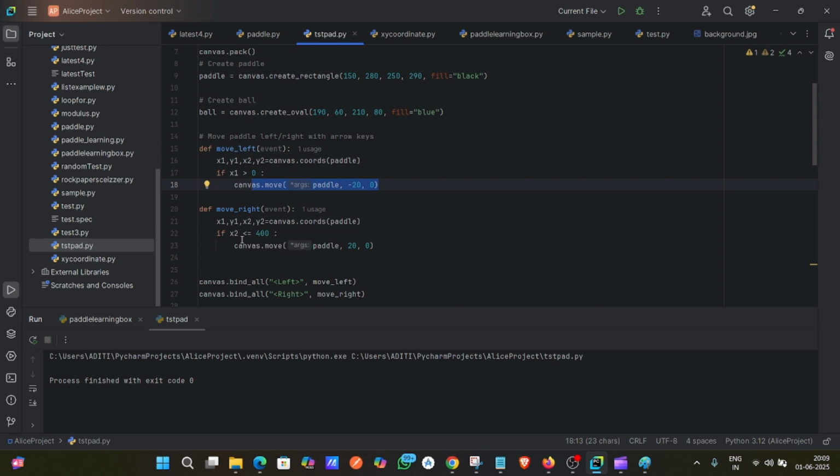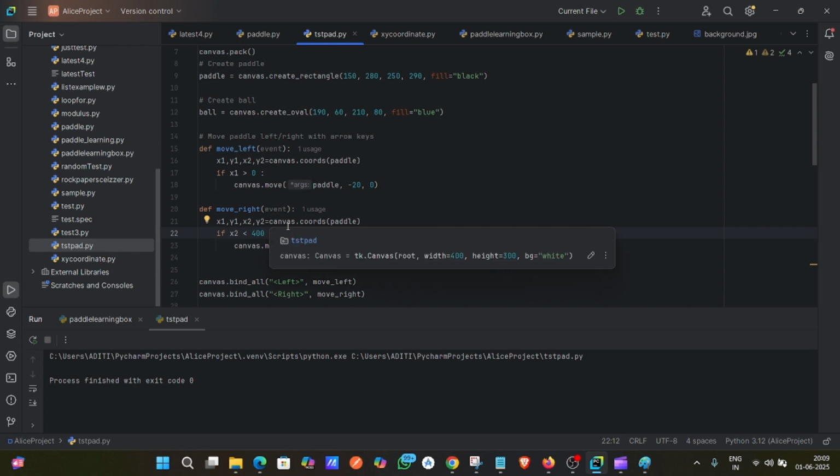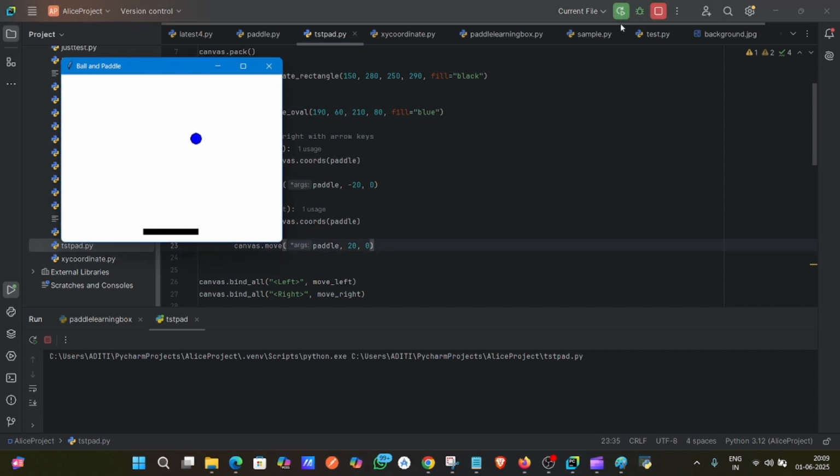Similarly, while moving in the right direction, I am checking if x2 of my paddle is less than 400, I will keep on moving in the right direction. The moment it becomes 400, meaning I have reached the wall, I will stop moving. So this way, this will work. Let's run this code. So now everything is under control.